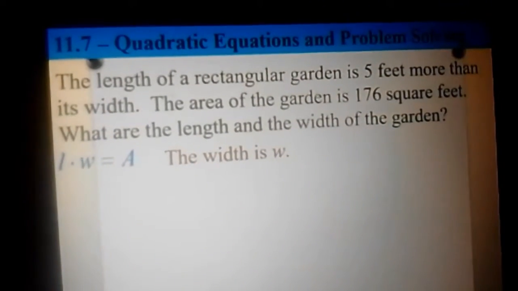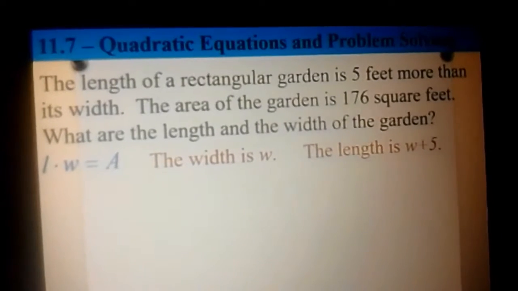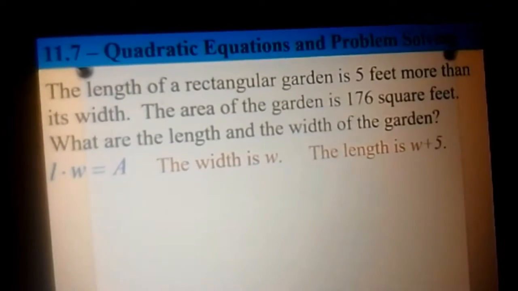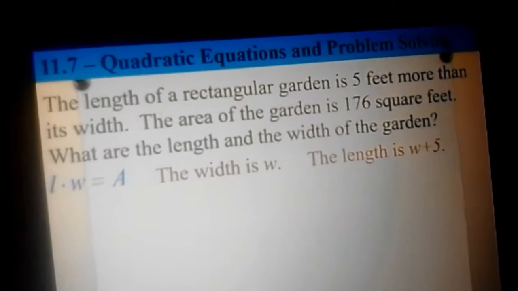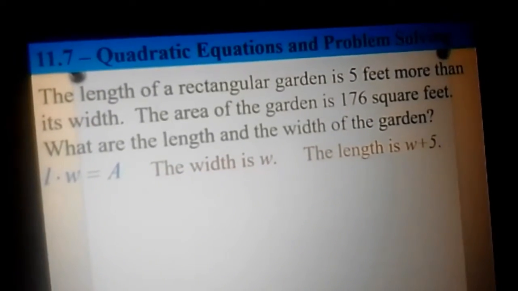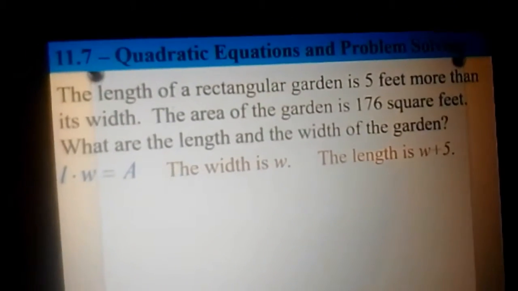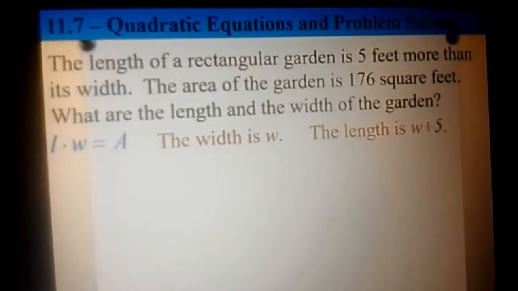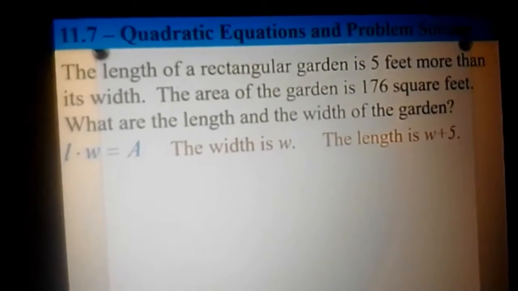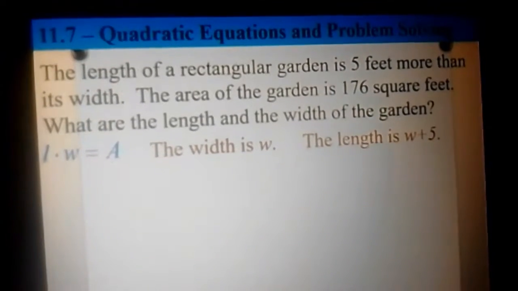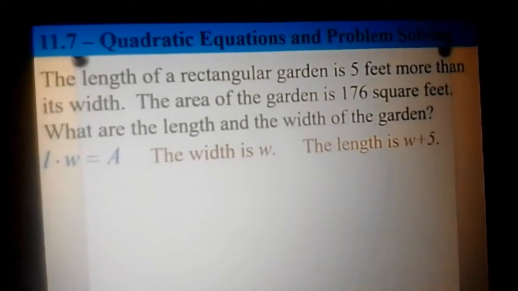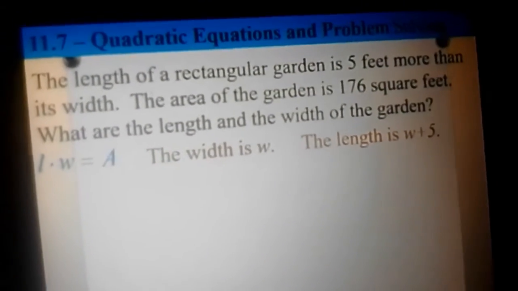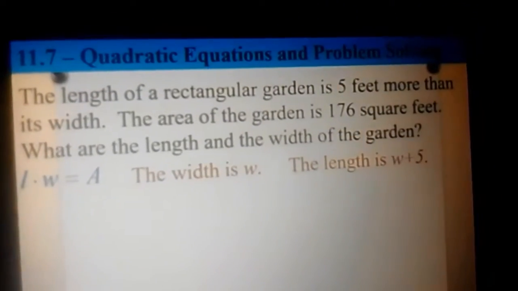So, the width is denoted by W and the length is equal to W plus 5, because the length of the rectangular garden is 5 feet more than its width. And we have the expression W plus 5 because of the words "more than." When we have "more than," it means addition, or we sum up the two quantities or expressions, interchanging the two values or variables because of the word "than."